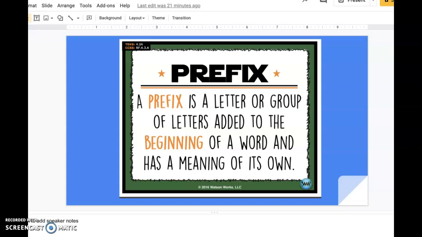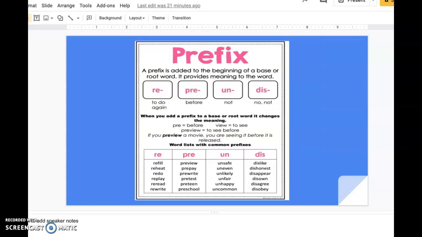Sometimes I find it easier just to write examples. So a prefix is added to the beginning of a base word or root word. It provides meaning to the word. So some examples are re, pre, un, or dis. Re means to do it again. Pre means before. Un means not. And dis means no.